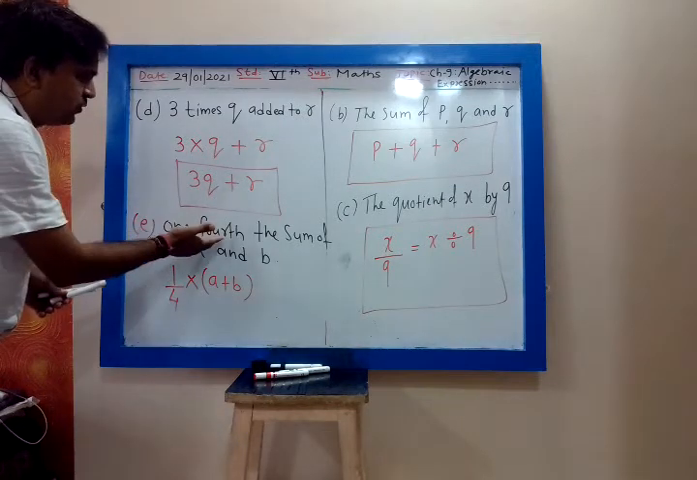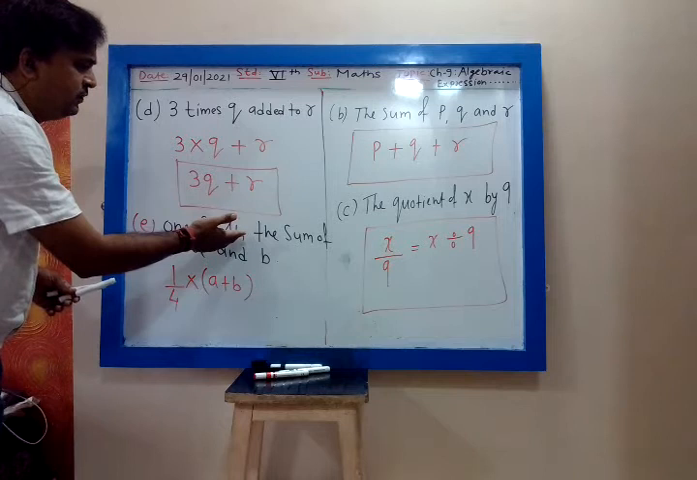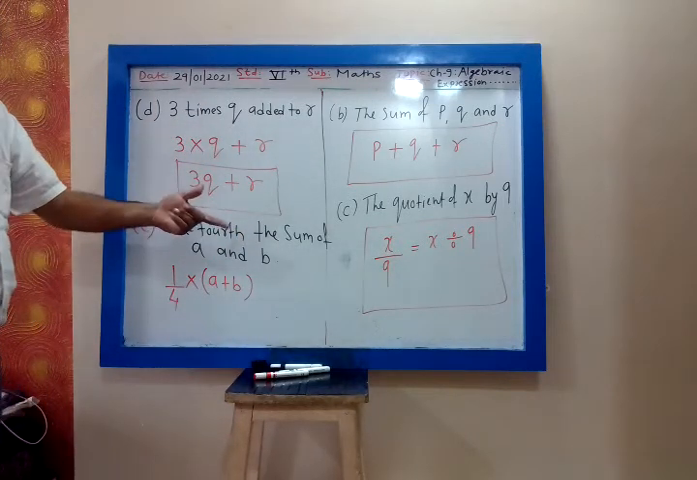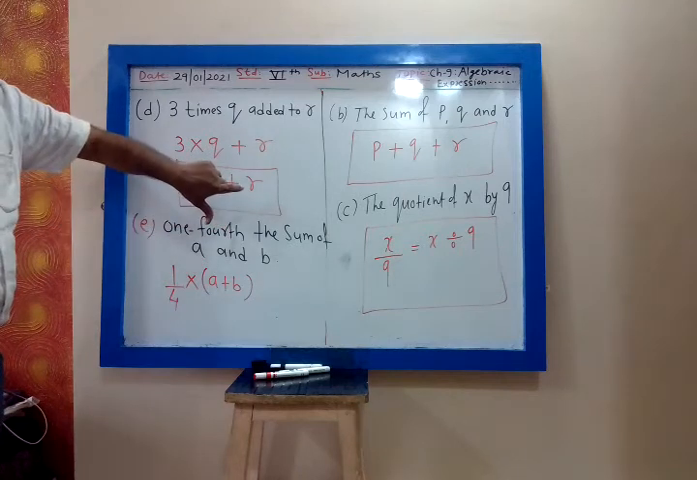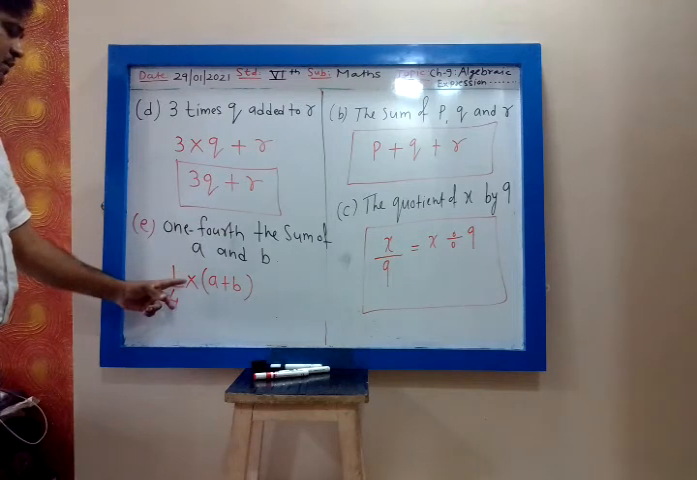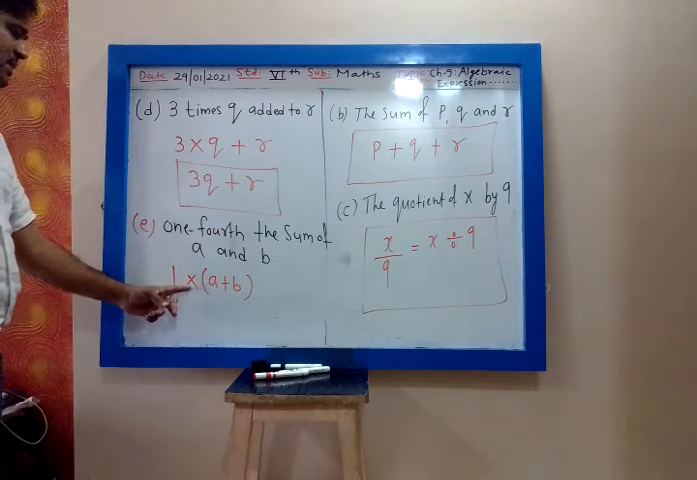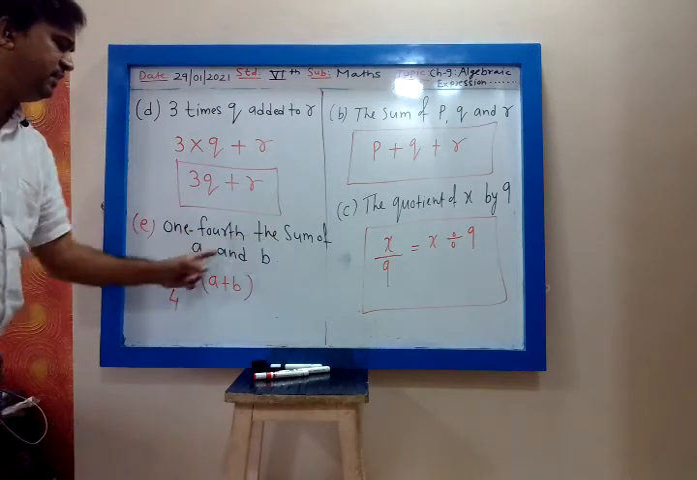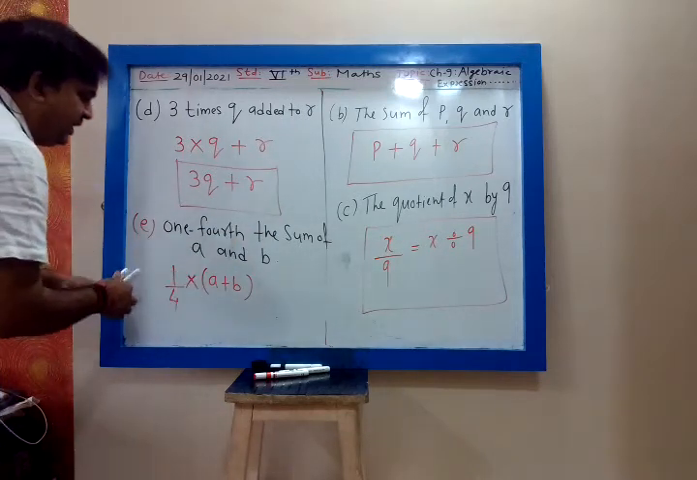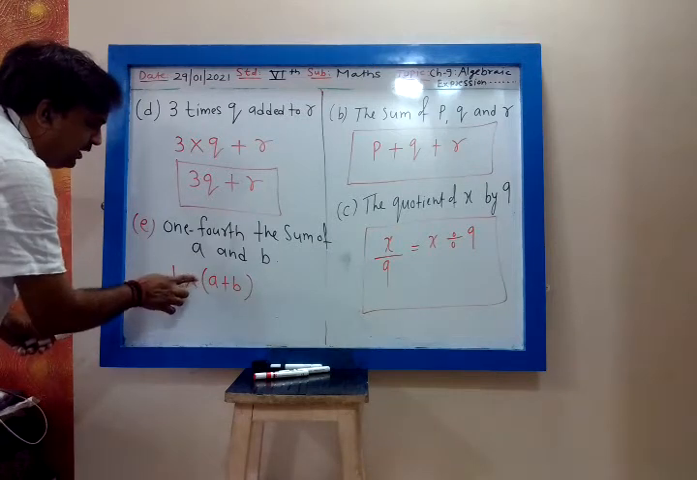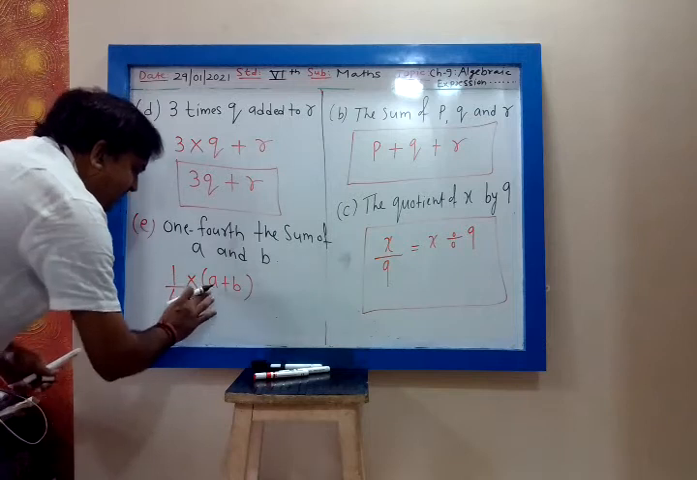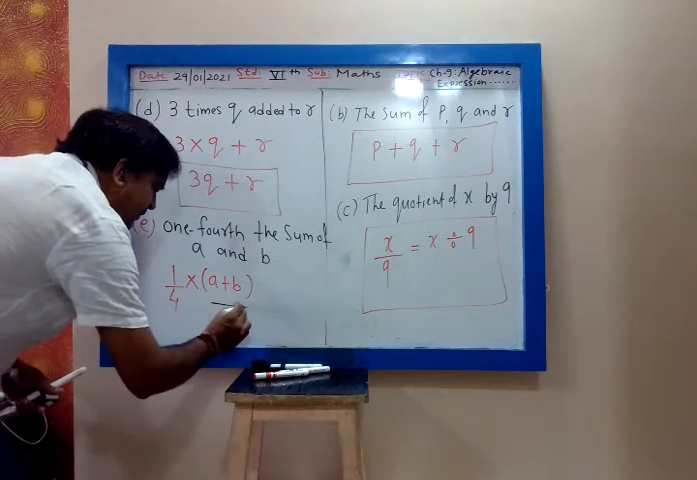Because it is one-fourth of the sum of A and B. One-fourth of which number? One-fourth of the sum of A and B. So one-fourth of means multiplication. Which number? The sum of A and B. In the bracket we write A plus B. So this is the same as multiplying numerator and denominator. So A plus B, the denominator I can take as 1.